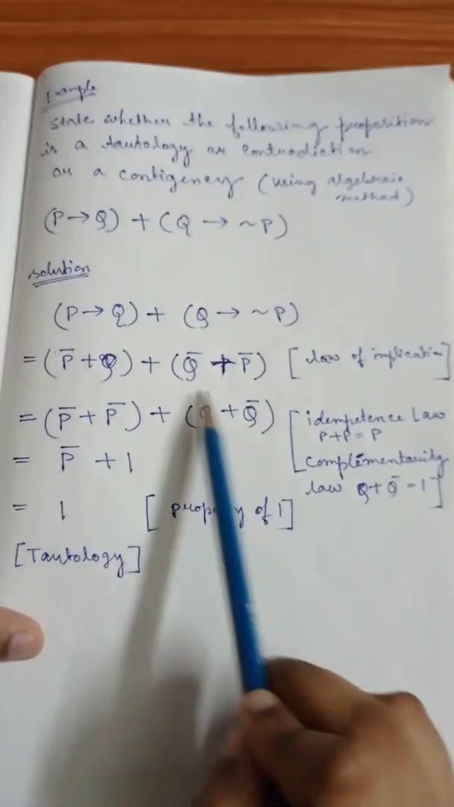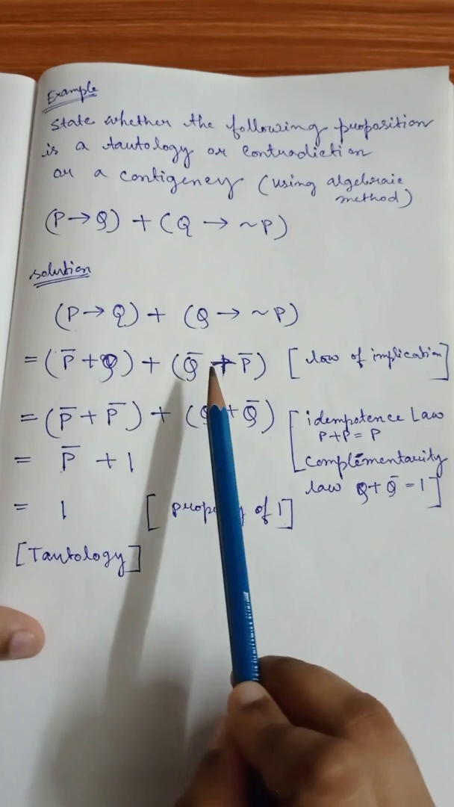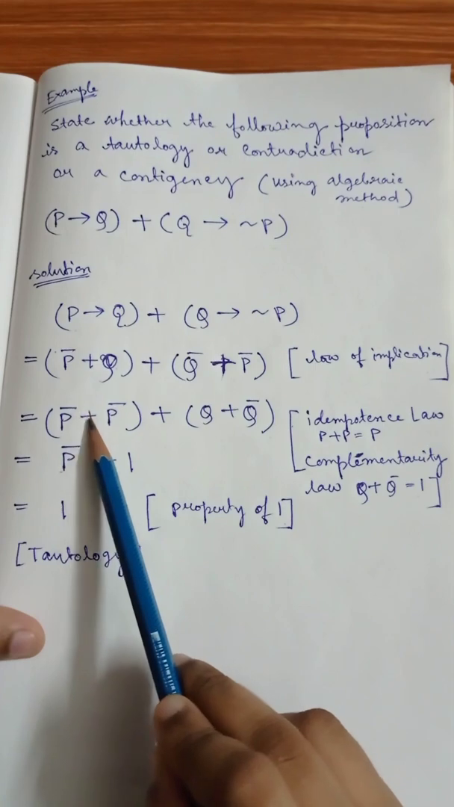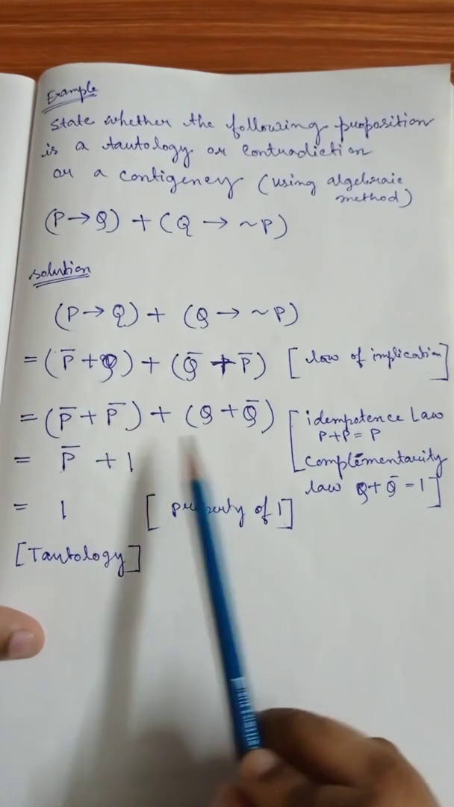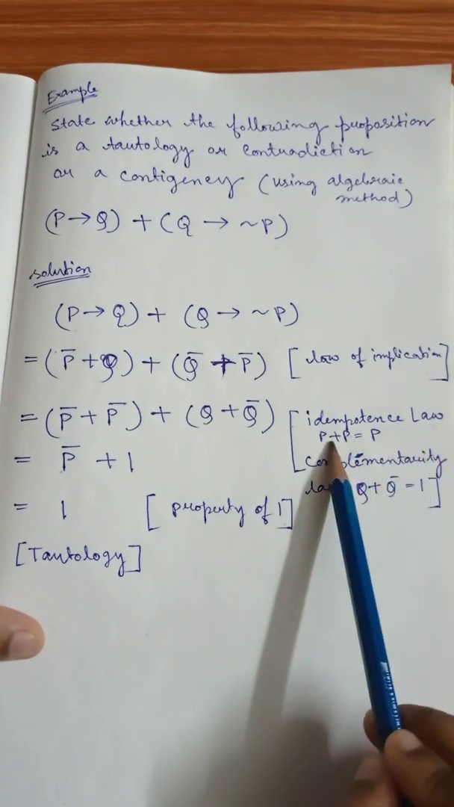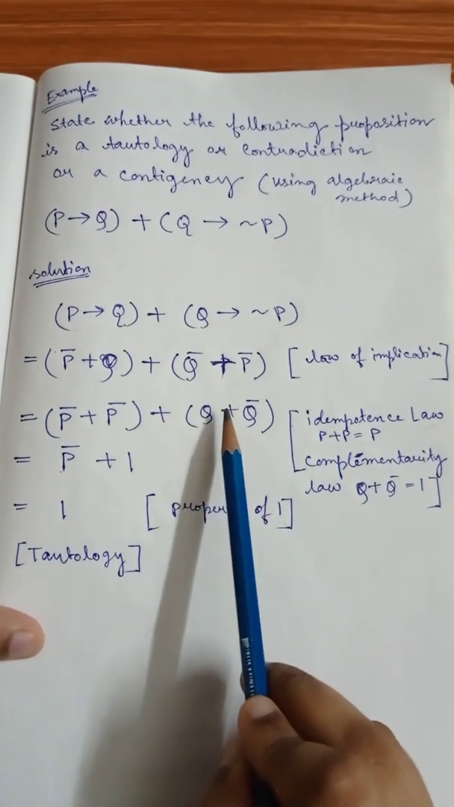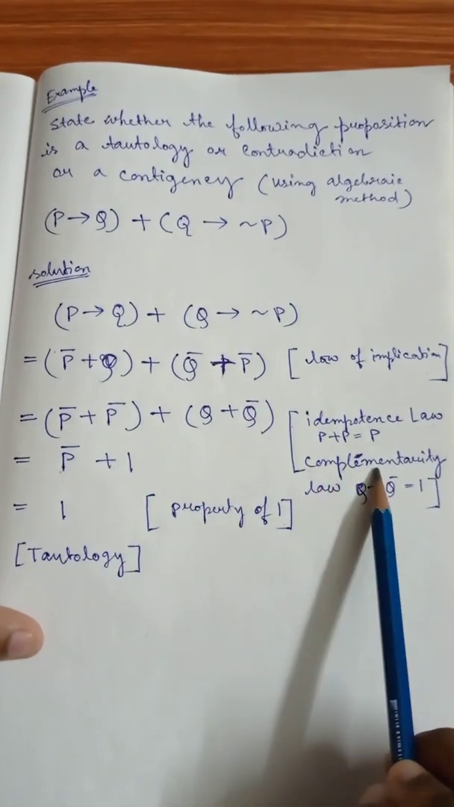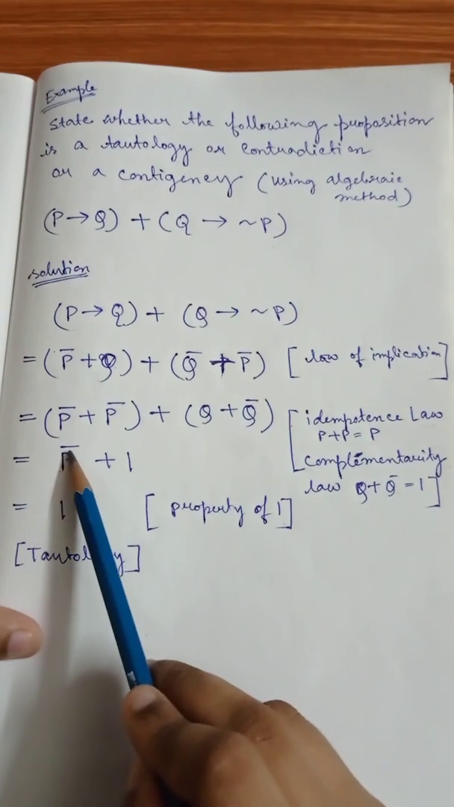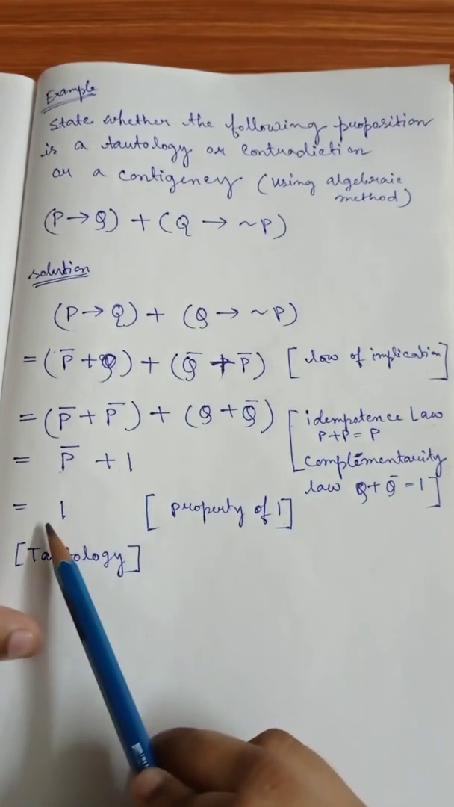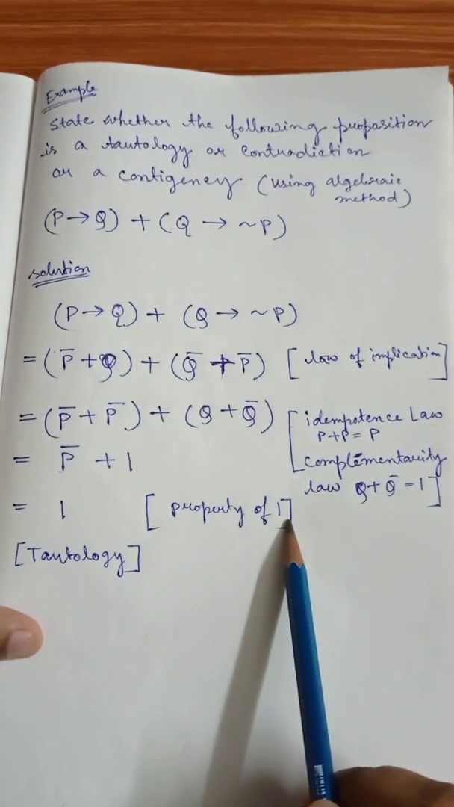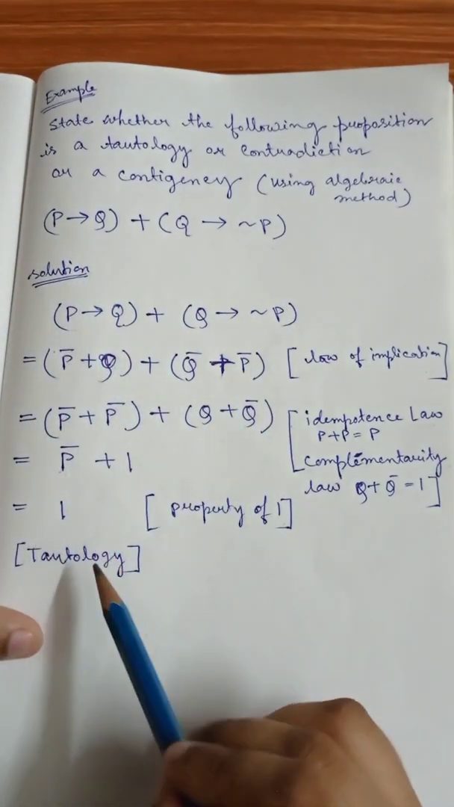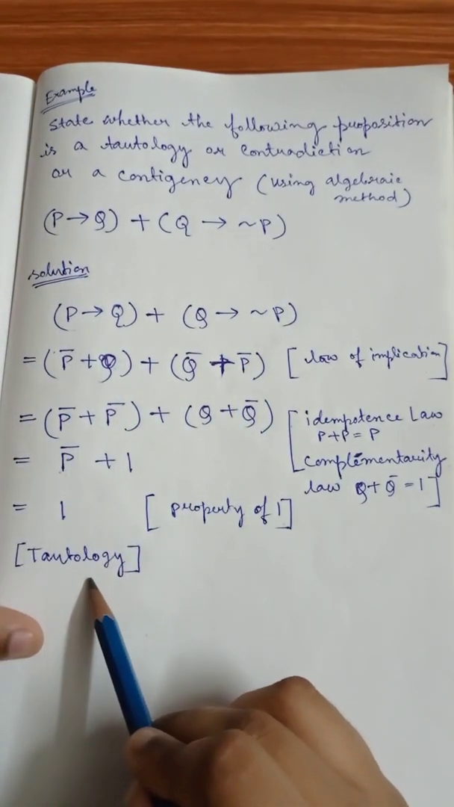Next line we just rearrange these propositions, and P plus P complement plus P complement gives P because of idempotent law, and Q plus Q complement gives 1 because of complementarity law. Now P complement plus 1 is equivalent to 1 because of property of 1. So the result is 1. So this proposition or this expression is a tautology.